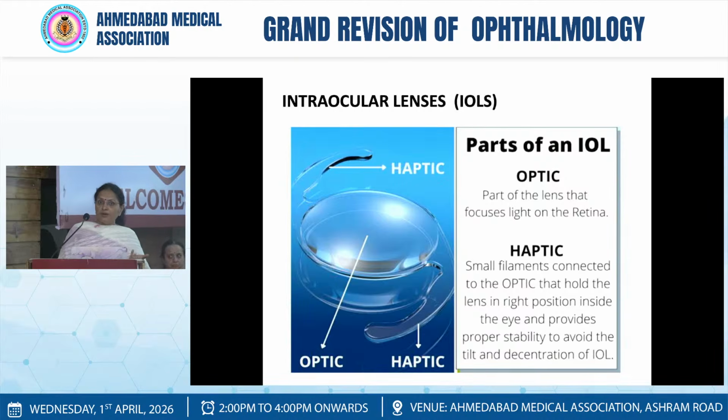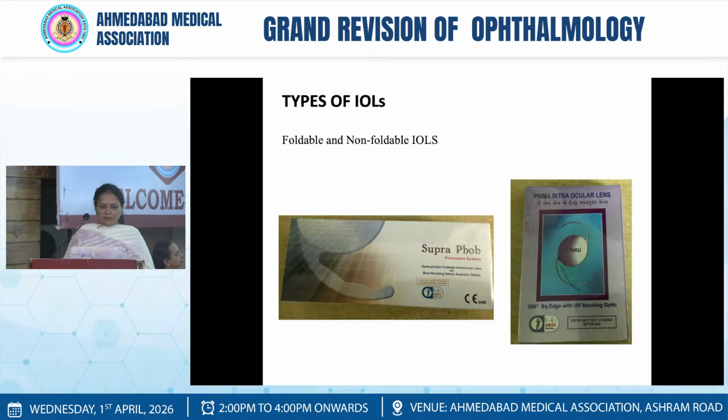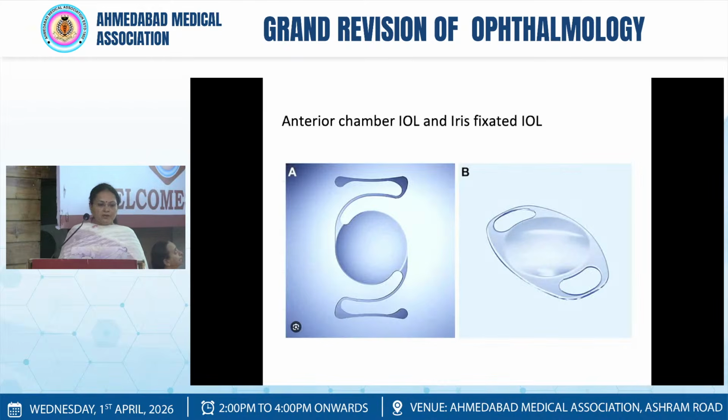Then the intraocular lens, used after cataract surgery. The parts of it are haptic and optic. 2 haptic, 1 optic. They might be foldable, non-foldable, hydrophobic, hydrophilic, monofocal, multifocal, spheric, aspheric. You must know everything, right? Then those are posterior chamber IOL. Now the anterior chamber IOL.